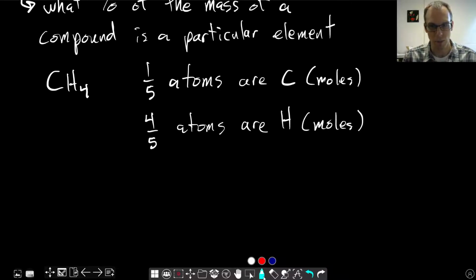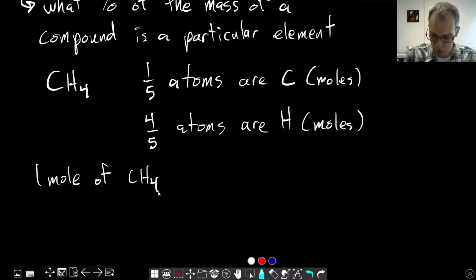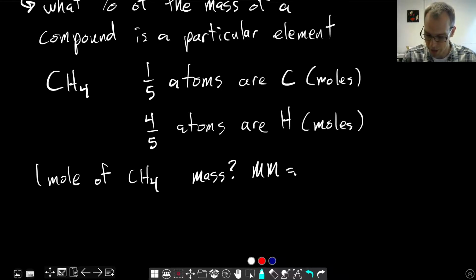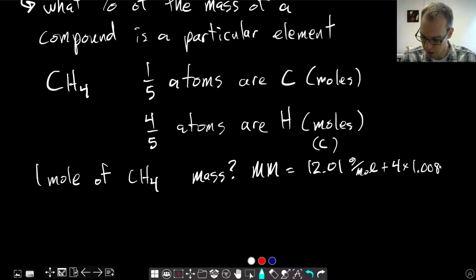Now, how are we going to do this? Well, let's consider 1 mole of methane. And what's the mass of 1 mole of methane? Well, it'll just be equal to the molar mass. So we know how to find that. Molar mass is going to be equal to 12.01 grams per mole. This is the value for carbon from the periodic table. And we need 4 times the value for hydrogen, which is 1.008 grams per mole. Again, we can go look these values up, which is what you should do.